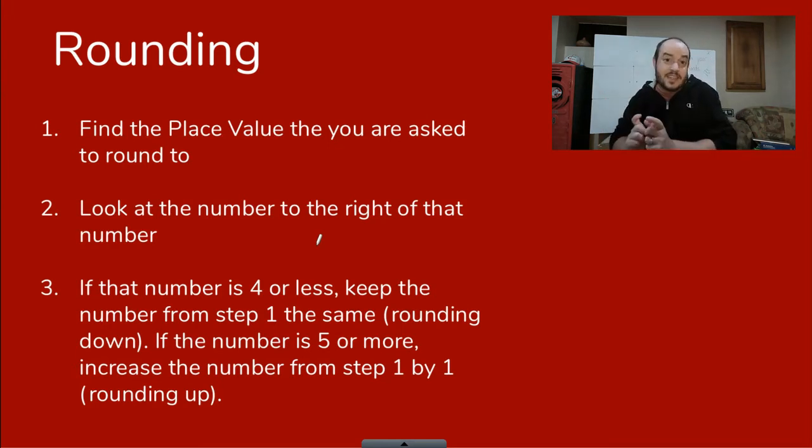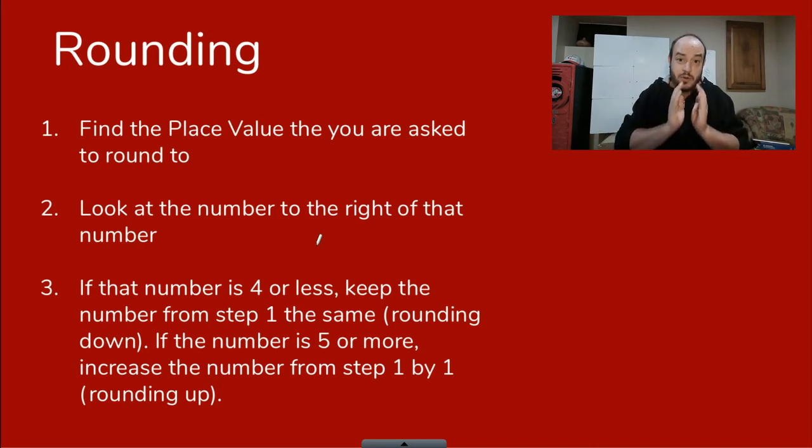All right, that's the number that's going to tell us if we stay the same or go up. So we gather our number, then we look at the number to the right of it. If that number to the right is 4 or less, then we keep our original number the same. If that number to the right is 5 or more, then the number that we were originally looking at, we're going to add 1 to it to bump it up.